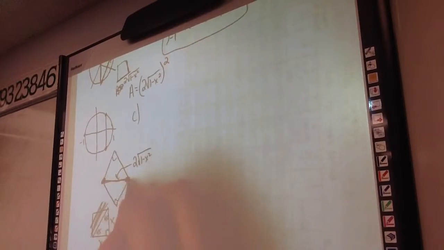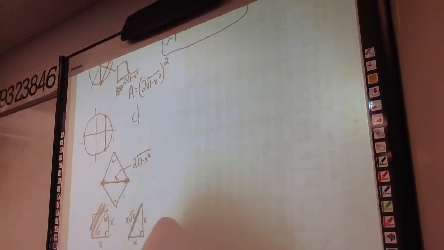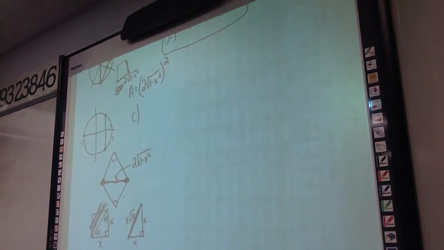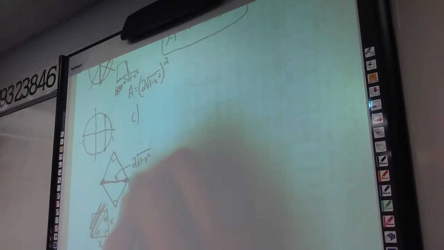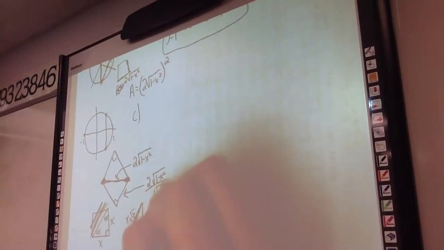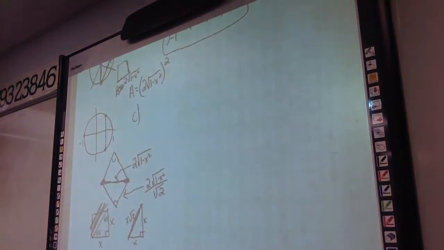So if I know the length of my hypotenuse, how can I get the length of the leg, or the length of the side? Divide by the square root of 2, right? So my side length is 2 square root of 1 minus x squared divided by the square root of 2. Got harder a lot faster, didn't it? Yeah, this is easy, right?